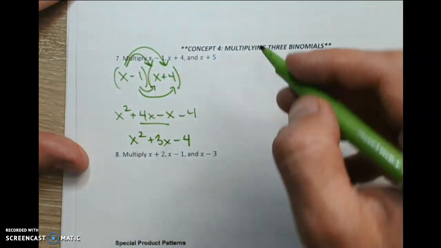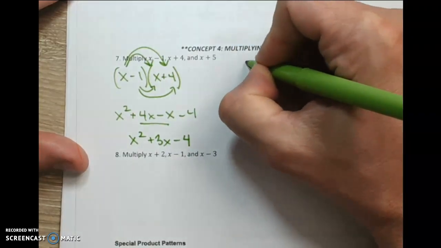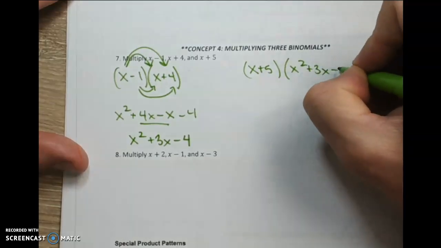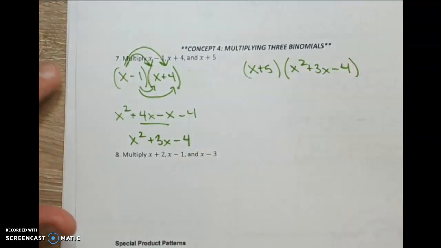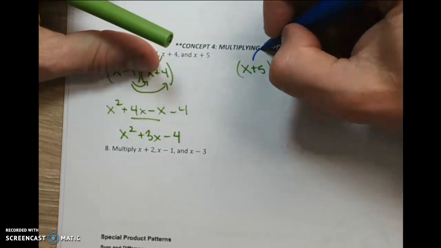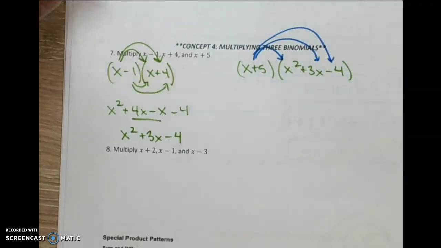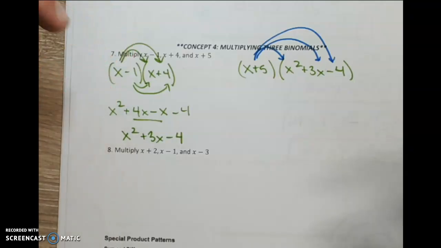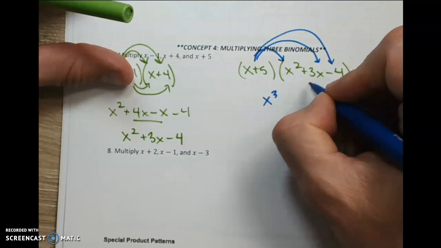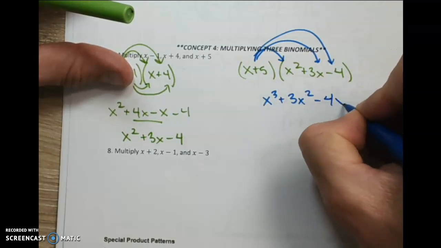And then I'm going to take this x plus 5 times x squared plus 3x minus 4, times what I just solved for. And again, I'm going to do it in that same method. I like this method not only because it helps me identify which goes with which, but it condenses it down a little bit. So x times x squared is x cubed. X times 3x is 3x squared. X times negative 4 is negative 4x.